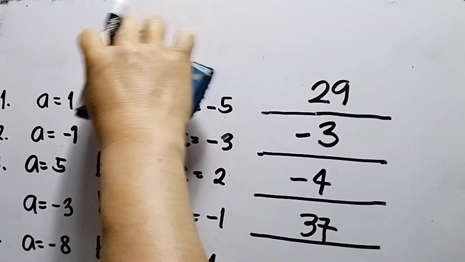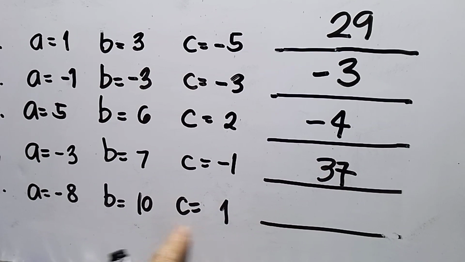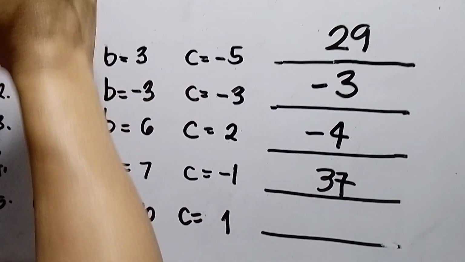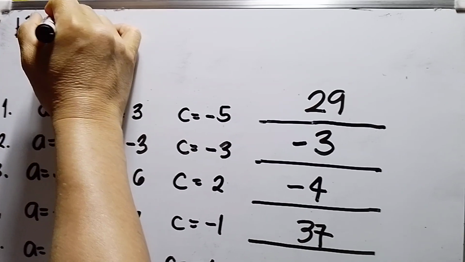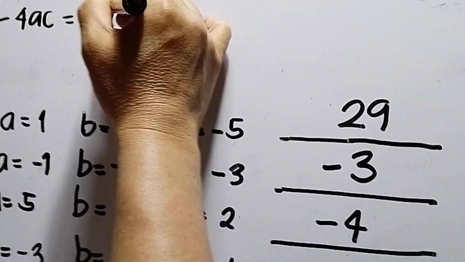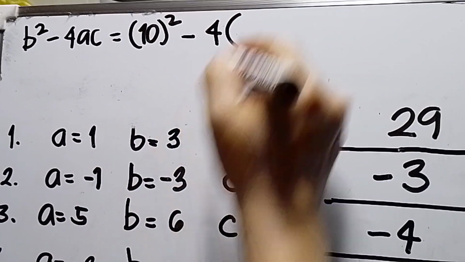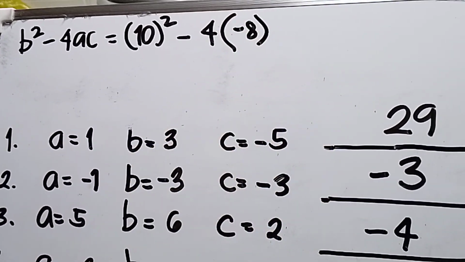Number 5, given: I have here a equals negative 8, b is equal to 10, c equals 1. So formula, b squared minus 4ac. So b squared is 10 squared. Minus 4, a is negative 8, then c is 1.